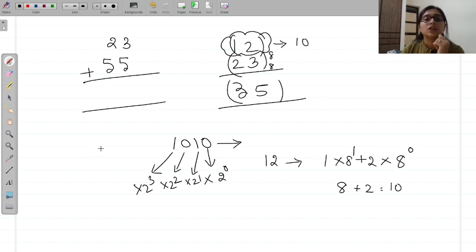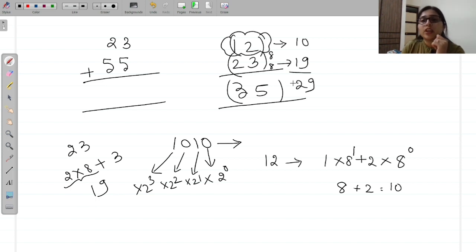This is in decimal. So how are you going to convert 23? 2 into 8 plus 3. So 16 plus 3, it is 19. So in decimal, it should be 29. Now we will verify whether this is right. This is in octal, this is in decimal.